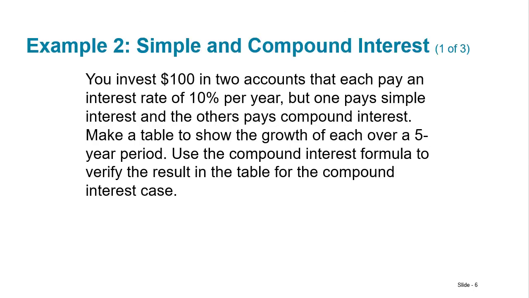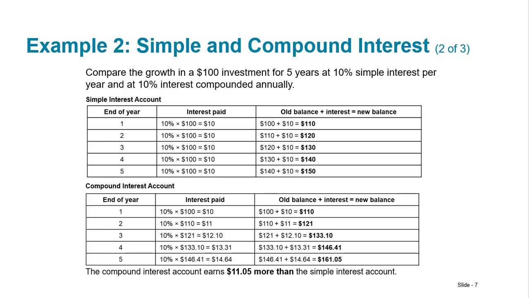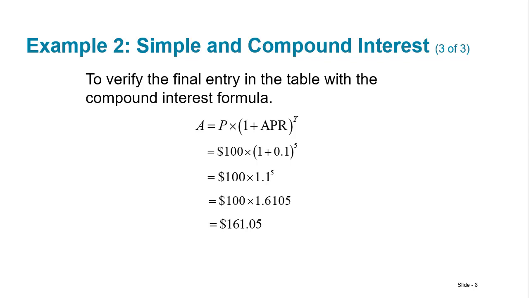So, simple versus compound. You invest $100 in two accounts that each pay an interest rate of 10% per year. One pays simple interest, the other pays compound interest, and we can make a table to show the growth over a 5-year period. So we can see that here you're just getting $10 each year, so it grows to $150. Here you get $10, so you have $110. So the next year you're doing 10% of $110, which is $11. Now you're up to $121, and so on and so forth. It's not a huge difference, but $11.05 more at the end of 5 years on only $100, right? Compound interest can make a big difference for big numbers, and that's how banks make big, big dollars.